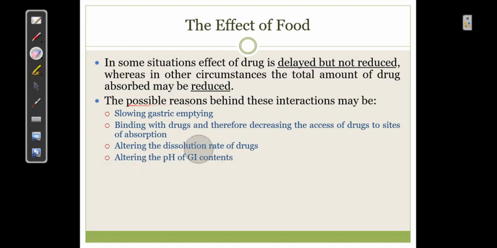In that case, acidic food will alter the pH. Stomach pH is altered, and that is why the ionization of the drug is also going to be altered. And if ionization is altered, the absorption pattern can also be altered, right? So these are some of the possible mechanisms which could alter the absorption of a drug if taken with heavy meals, if taken with food, okay?